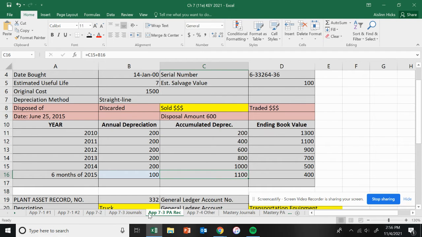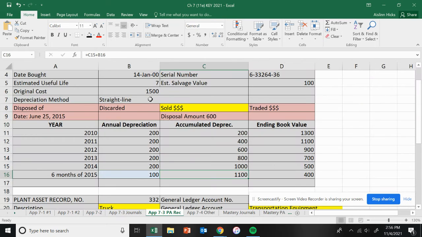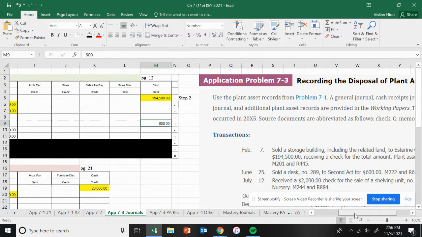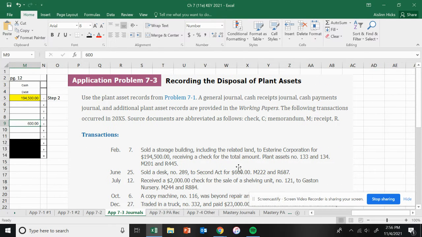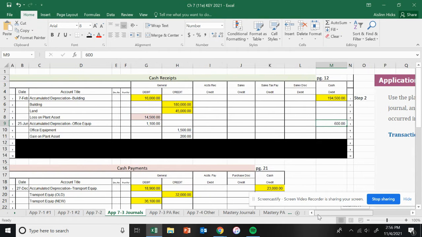Okay, and then I went ahead and I linked the 1500 to the original value of that desk. Pricey desk, huh? Got to start shopping at IKEA. And then I put in the 600 bucks that the book tells me that I received for it. Okay, $600. All right. With that all in there, I know that I gained money, because 1100 plus 600 is 1700.